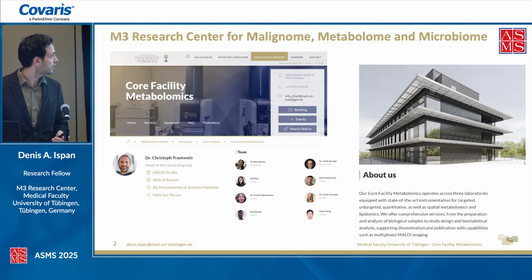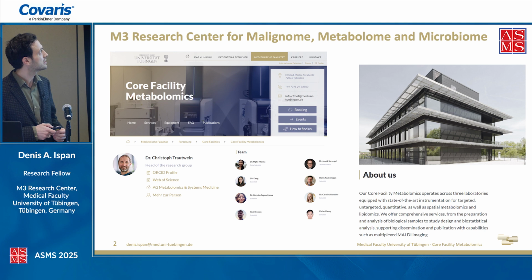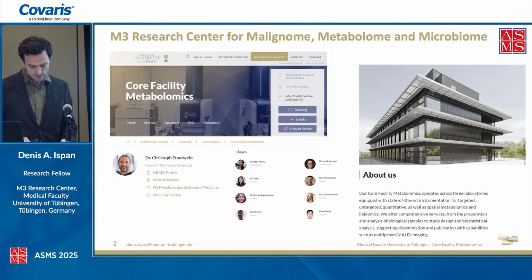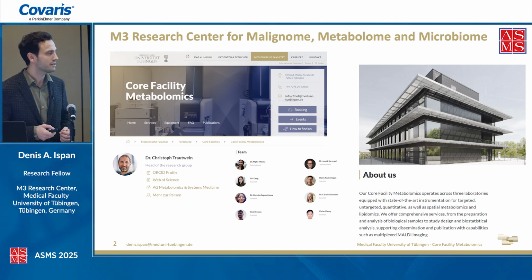Allow me first to introduce our group. We are part of the University of Tubingen in Germany. A couple of years ago, a new research center called M3 was established, which is short for malignome, metabolome, and microbiome. Within this center is our group, the core facility Metabolomics. At the same time, it's also a research group, and both are led by Dr. Christoph Trautwein.